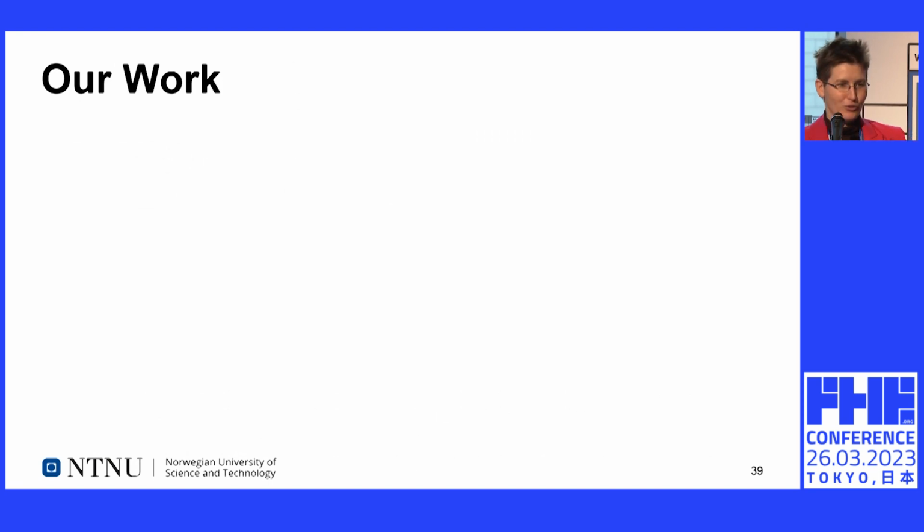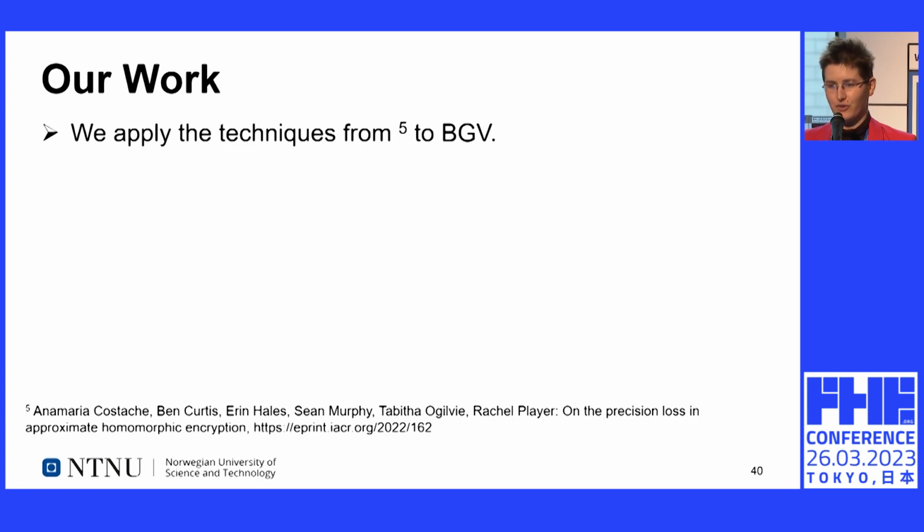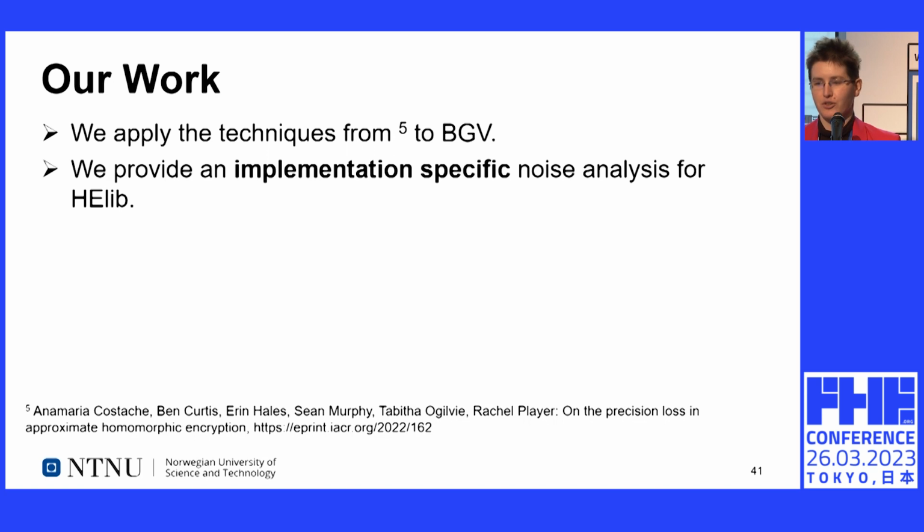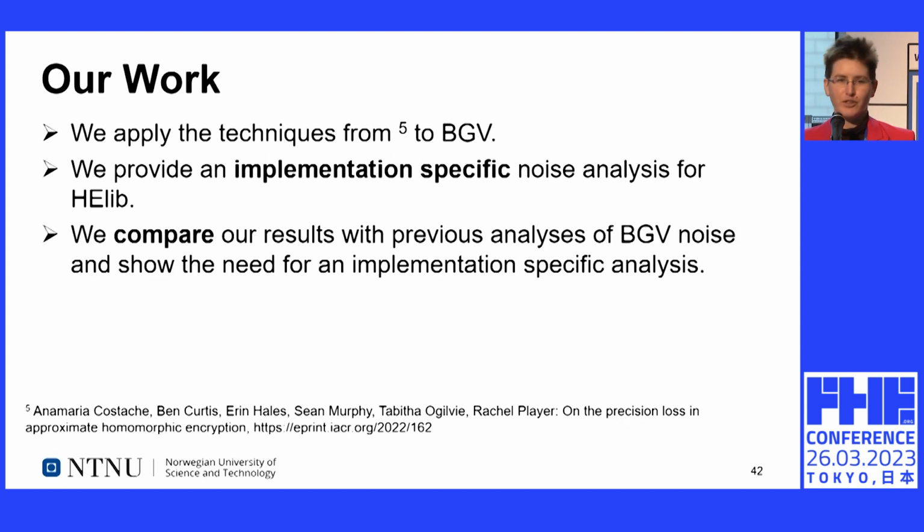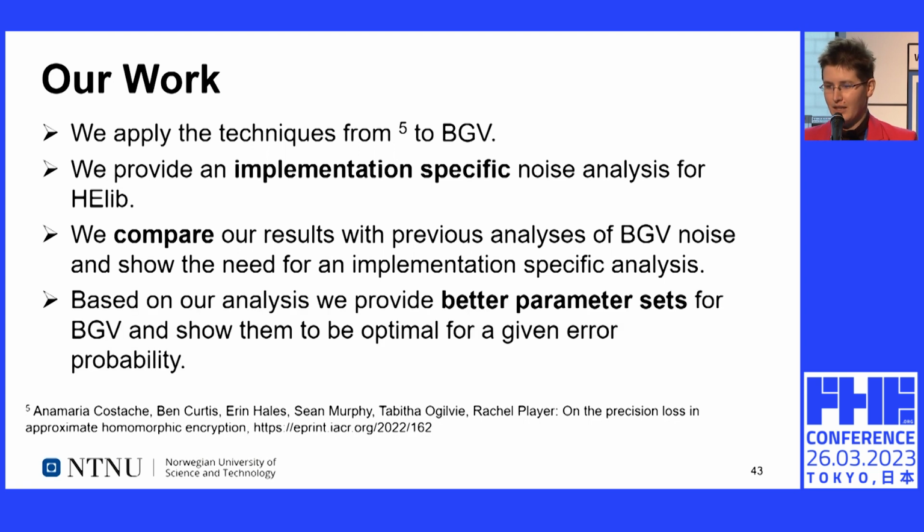And so this is also what we're trying to do in this work for BGV. So we applied the techniques from the before cited source to BGV, so that was applied to CKKS originally. And also we do this implementation specific for HElib. And I'm going to explain later why we made this choice of actually doing it implementation specific and not for the general theoretical outline of BGV. And so then we compared our results with previous analysis of BGV noise and, as I said, showed the need for an implementation-specific analysis. And we used this then to provide better parameter sets for BGV.